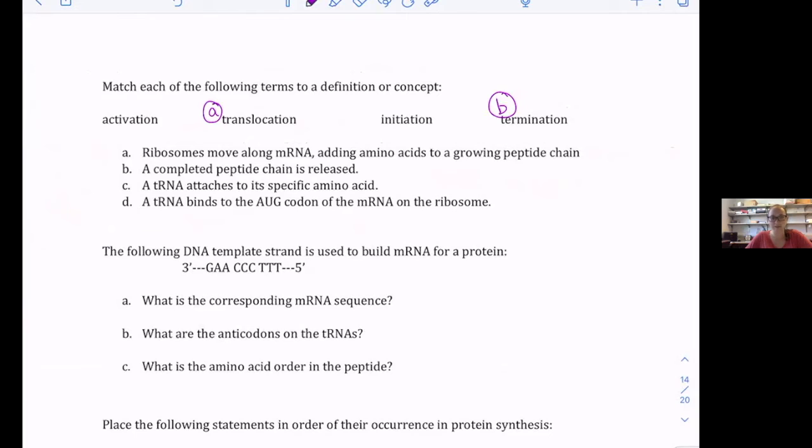tRNA attaches to its specific amino acid. So this is the attachment to its amino acid before it can come meet up with the ribosome and the mRNA. So that would be our initiation step, C. I'm sorry, not initiation, it would be activation. I said that in the middle of my sentence. tRNA binds to the AUG codon of the mRNA of the ribosome. So the AUG codon is the start codon, so that is initiation, D.